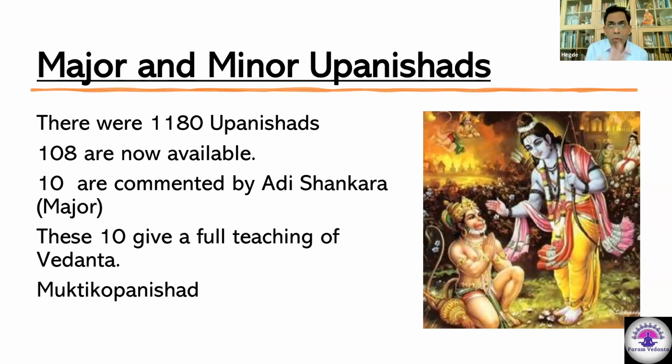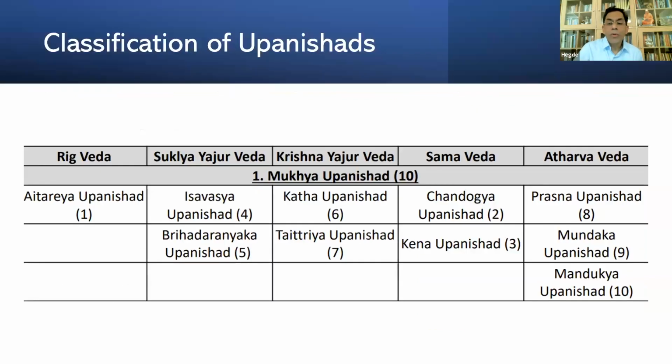If you want to know more about Upanishads, there is one Upanishad called the Muktikopanishad, where the teacher is Sri Rama and the student is Hanuman. And there, Sri Rama tells about the various Upanishads, how they are classified, and so on. So this general classification should be available to all of us because, as I said, the Upanishads are from the Vedas. So you should have Upanishads from the Rig Veda, Yajur Veda, Sama Veda, and the Atharva Veda.